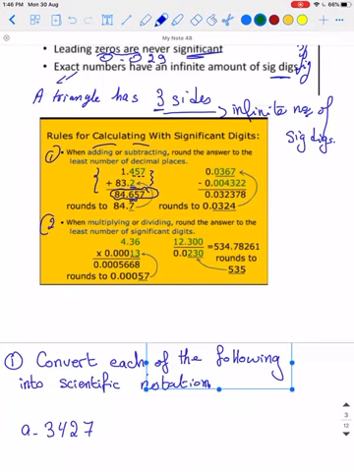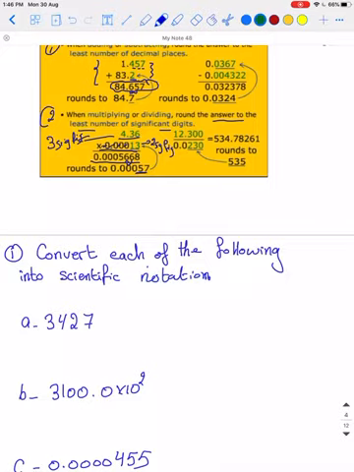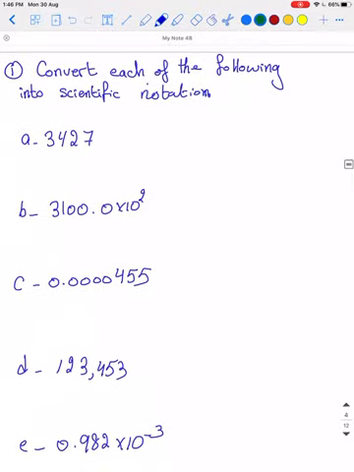The second rule governs multiplication and division. Upon multiplying or dividing, we round the answer to the least number of significant digits. Like the first number here, we have 3 significant figures, and I want to multiply it with this number. As we said, trailing zeros are non-significant, so here we have 2 significant. So the answer should be written with 2 significant figures, because we take the least number of significant digits. This is the answer obtained in calculator. Definitely we have to round this up, because we want only 2 significant figures. Now let us practice some problems.